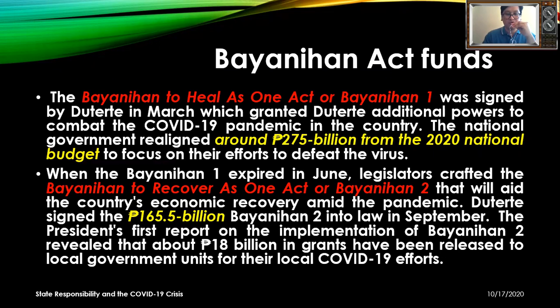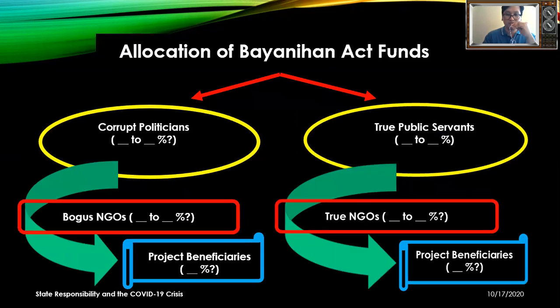Funds were allocated for the medical sector and for COVID-19 vaccines. This is a representation of the resource allocation scheme. The right side of the framework represents those who stay true to their sworn duties as public officials. The left side represents the informal arrangements made by dishonest politicians.